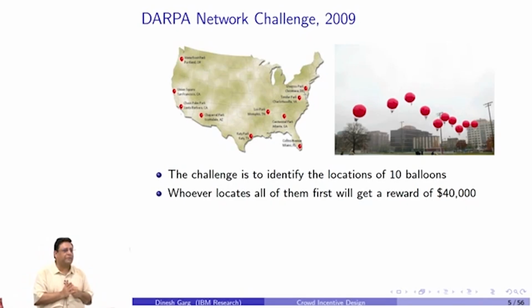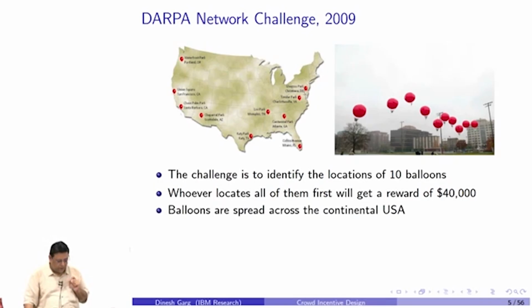That's where the time critical part comes in, because imagine a situation where a disease outbreak is there, or terrorists have overtaken a certain region. Time is of utmost importance. There is no point if you spot them after a couple of days, because by then the damage would already have been done. So time is very important here. That's why they put the constraint that whoever spots all 10 balloons in the earliest possible manner will be given $40,000 as a reward.